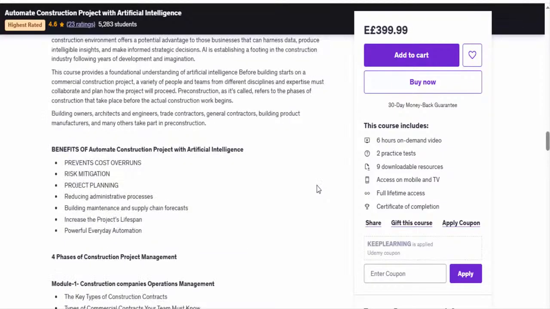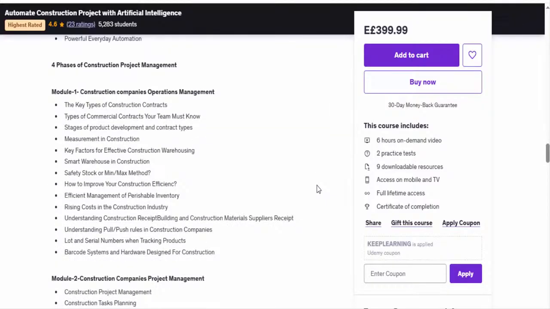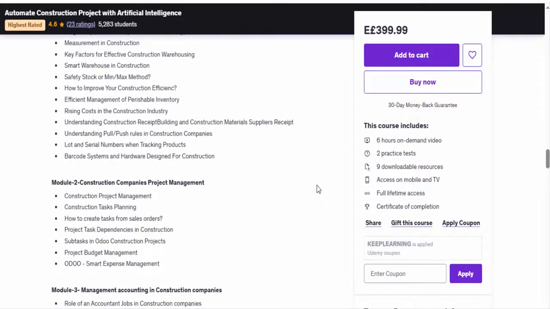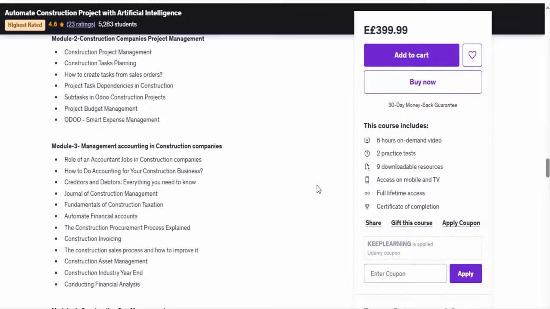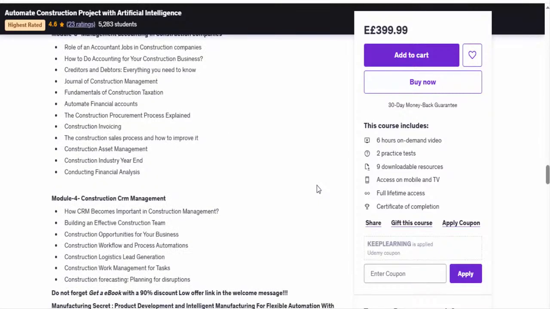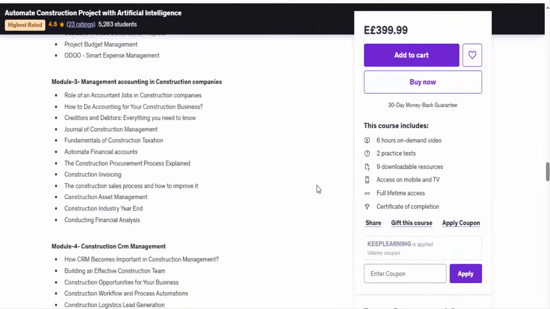A variety of people and teams from different disciplines and expertise must collaborate and plan how the project will proceed. Pre-construction, as it's called, refers to the phases of construction that take place before the actual construction work begins. Building owners, architects and engineers, trade contractors, general contractors, building product manufacturers, and many others take part in pre-construction.